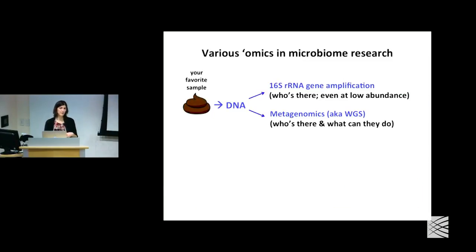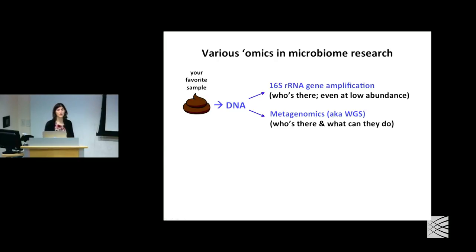And so we have various big omics ways that we can do microbiome research. Basically, you start with your favorite sample. In the case of the gut, we use stool frequently. You extract DNA, then you can look at which bacteria are present using 16S ribosomal RNA gene sequencing. So this is an amplification technique. You amplify a specific gene, I'll go into that in a moment.